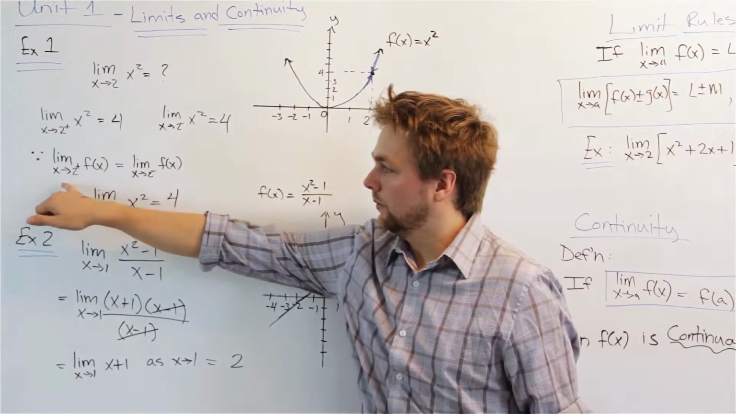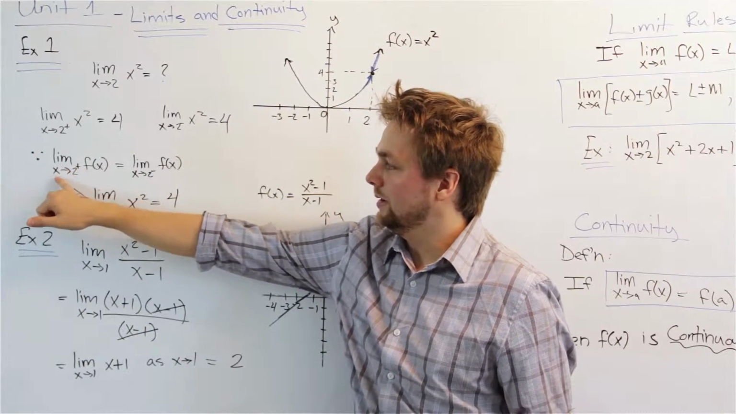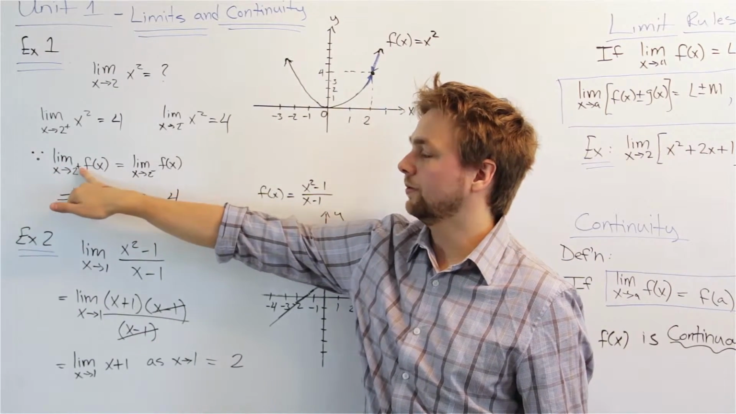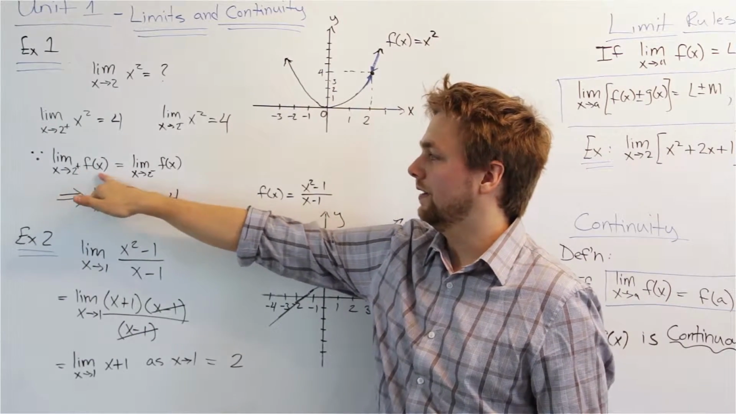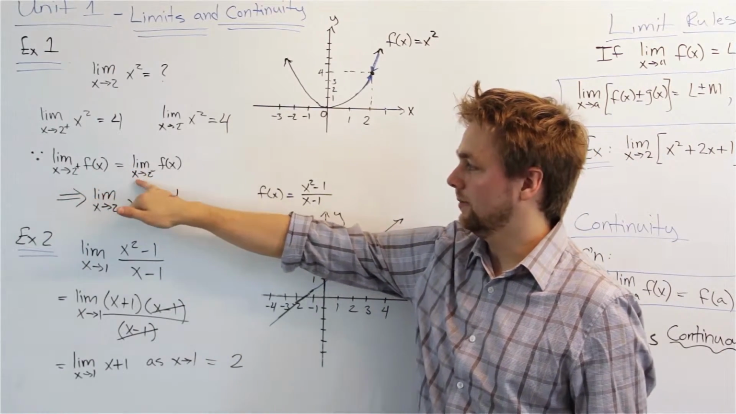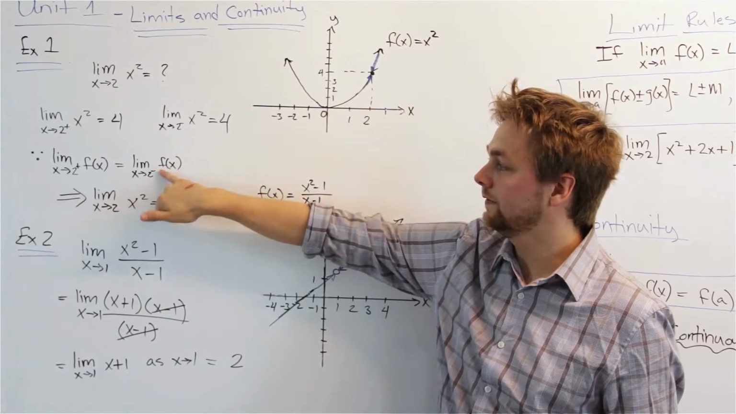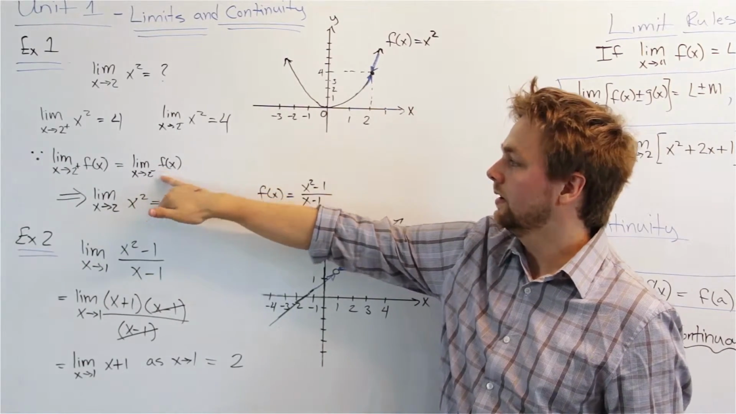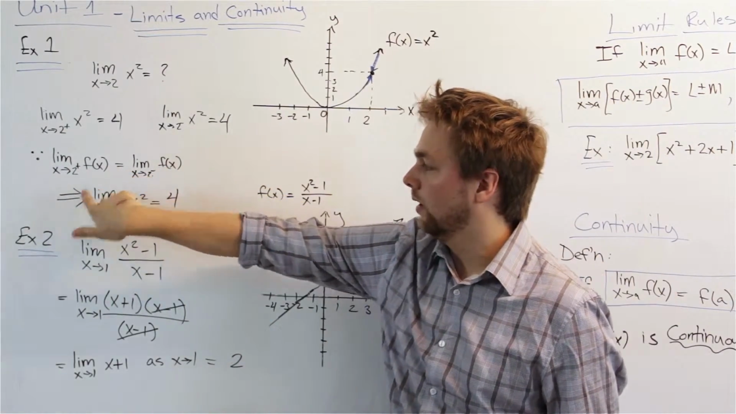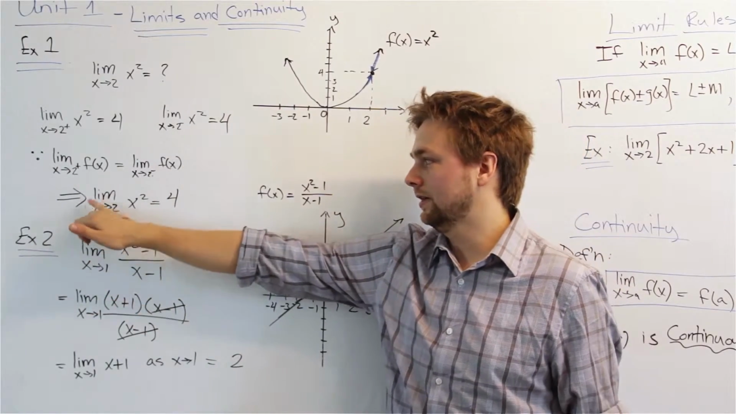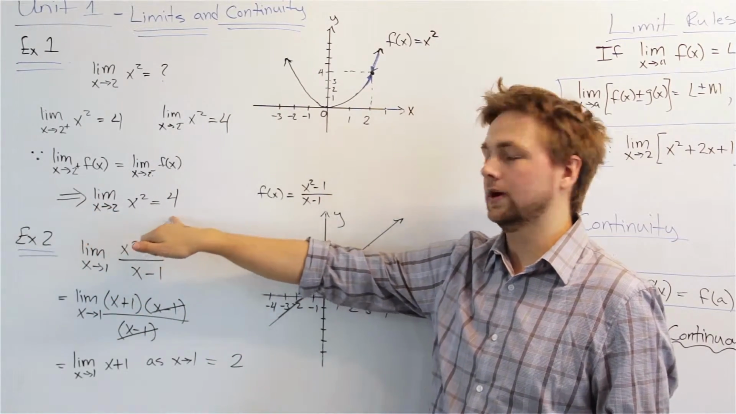So in this case, we write this as the limit as x goes to 2 from the right, from the positive side, of f of x, equals the limit as x goes to 2 from the left, noted by this negative sign, will in fact both equal 4, and therefore we will say that the limit as x goes to 2 of x squared equals 4.